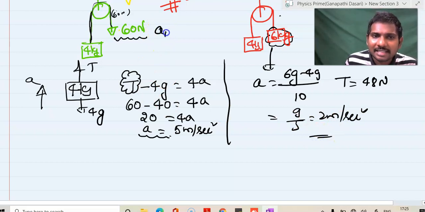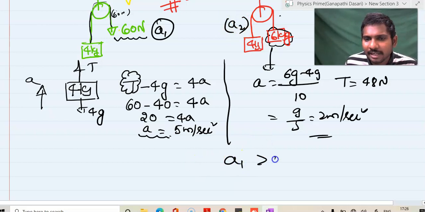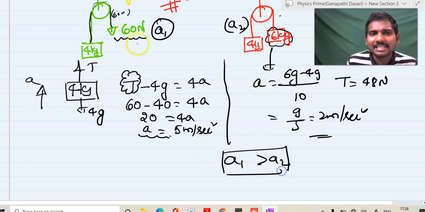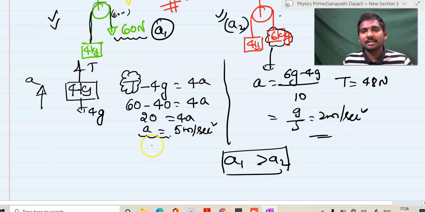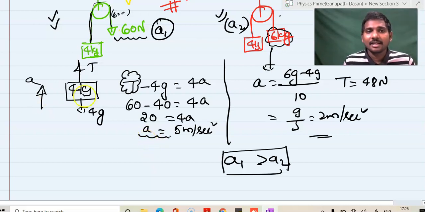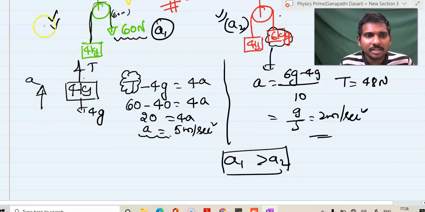Here, if you consider acceleration to be a1 and here acceleration to be a2, a1 should be greater than a2. Here the entire 60 newtons is converted into the tension, but with the 6 kg, only 48 newtons is converted into the tension. So there is a difference in both these cases, and this question was once asked, a similar question was once asked in a previous year IIT Advanced. So comparing these both situations, I hope you have understood this conclusion.